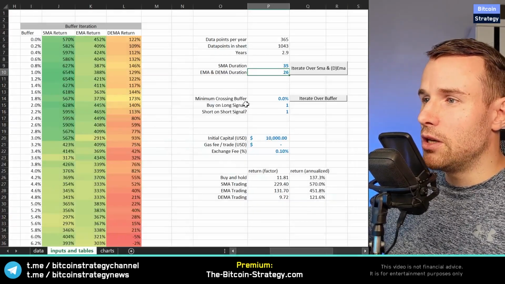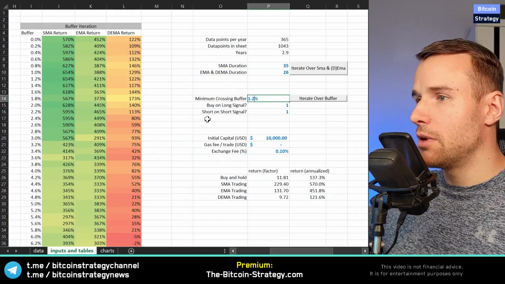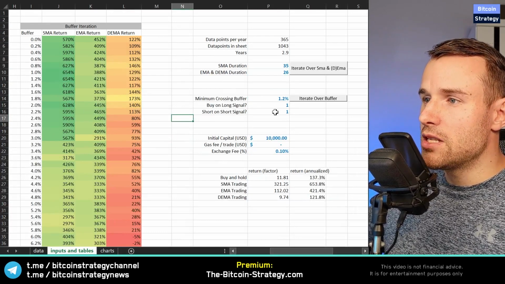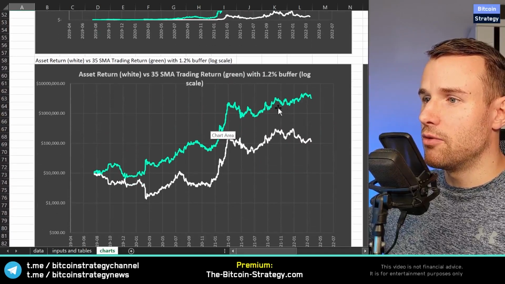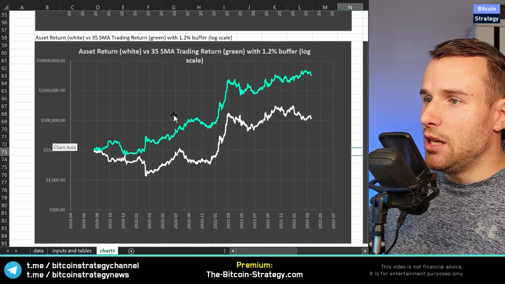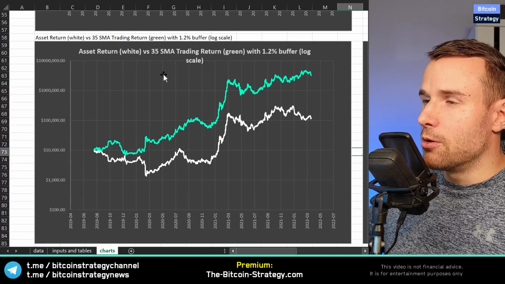1.2%. So when we include this buffer in the backtest and we both bet on rising prices as well as on falling prices, this is then the final performance we get. So even a little bit better than without any buffer.